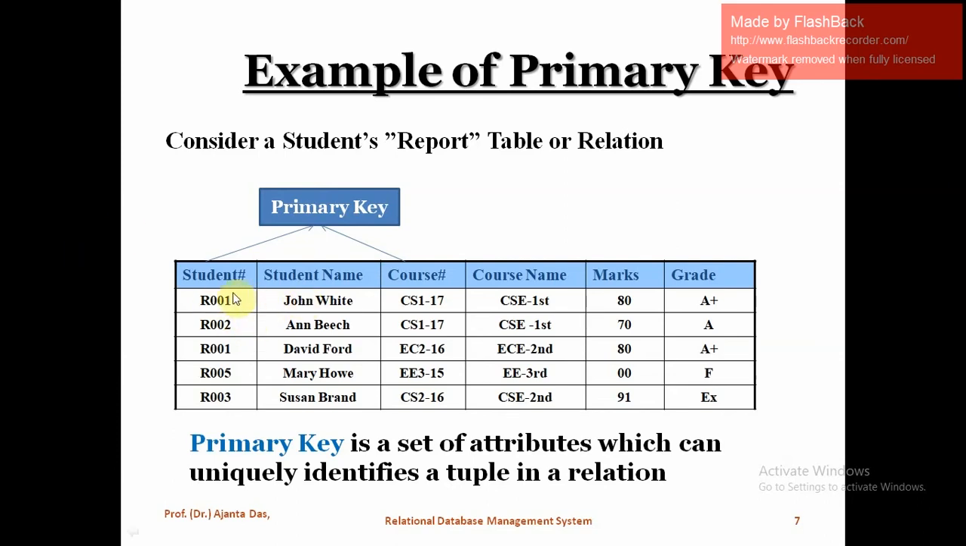That means for this student R001, which marks he or she received: John White received 80 in this specific subject, as you can see. The same student received another 80 in another subject. There is a mistake in the student name, that should be the same John White. So if we combine these two, then only can we get the specific marks. Otherwise we can't get the exact marks. So these two attributes together uniquely identify the tuple.